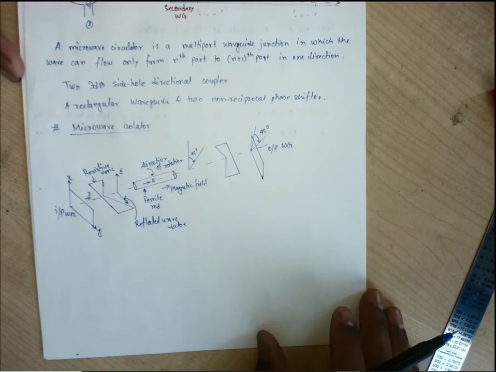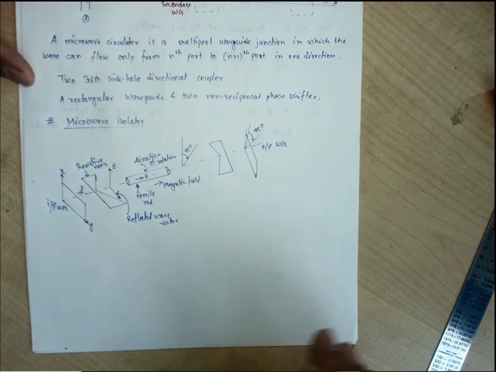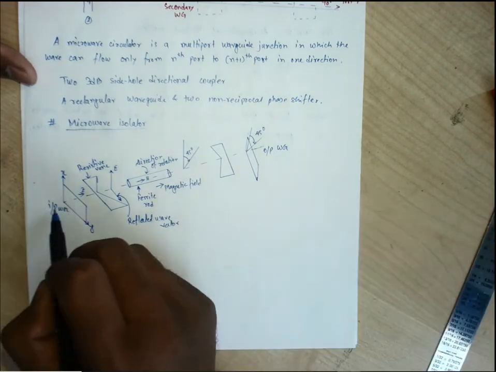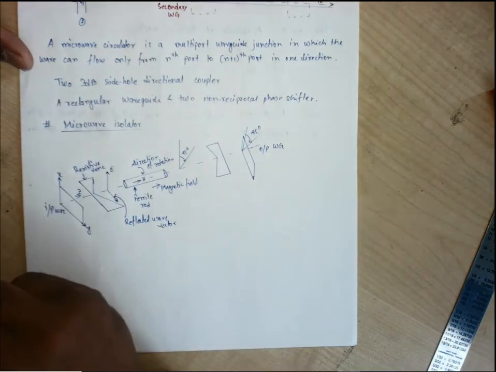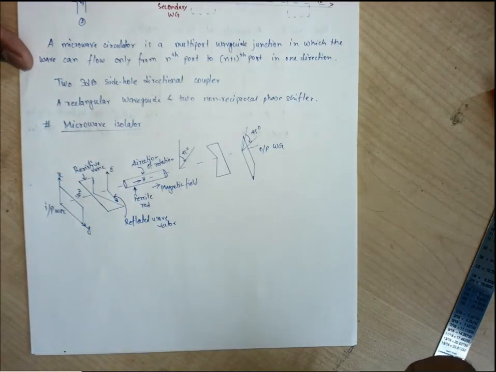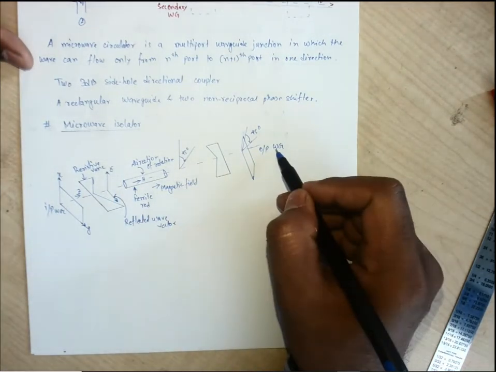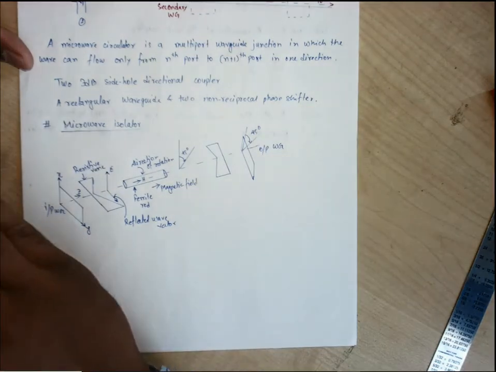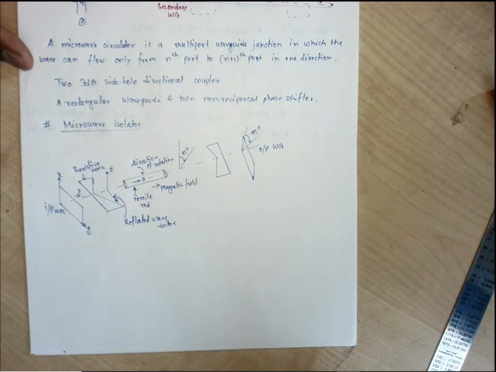Okay, so this is a diagram of the microwave isolator. This side is the input, this side acts as the output. What we want is that whenever the input is given from the left hand side, there should not be any reflection from the right hand side towards the input, that is the left hand side. The output observed at this side should not have any reflection, either due to mismatch, imperfection of the waveguide, or any other disturbance.